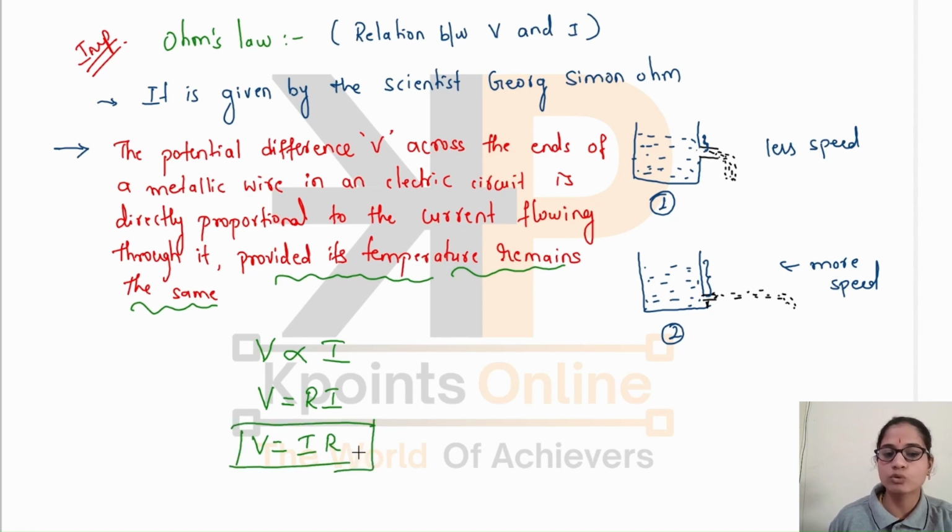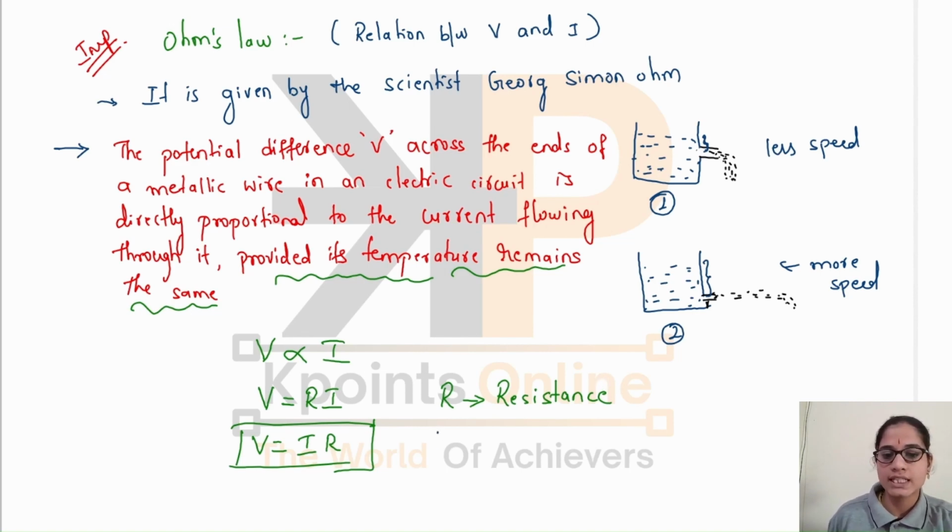This is called Ohm's law. What is this R then? This R is a constant which is called resistance. And this resistance does not depend on the voltage and current. In this equation you can see this is constant. It is independent of the voltage and current. But it depends on the nature of the material at a given temperature.